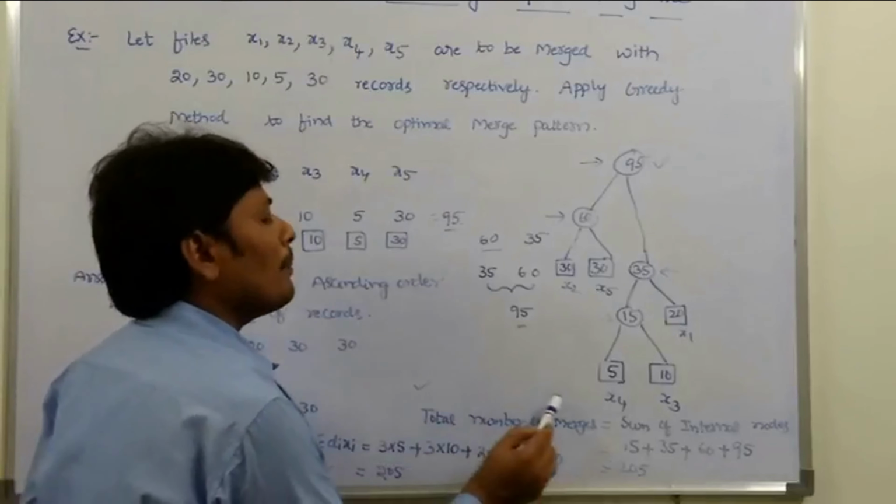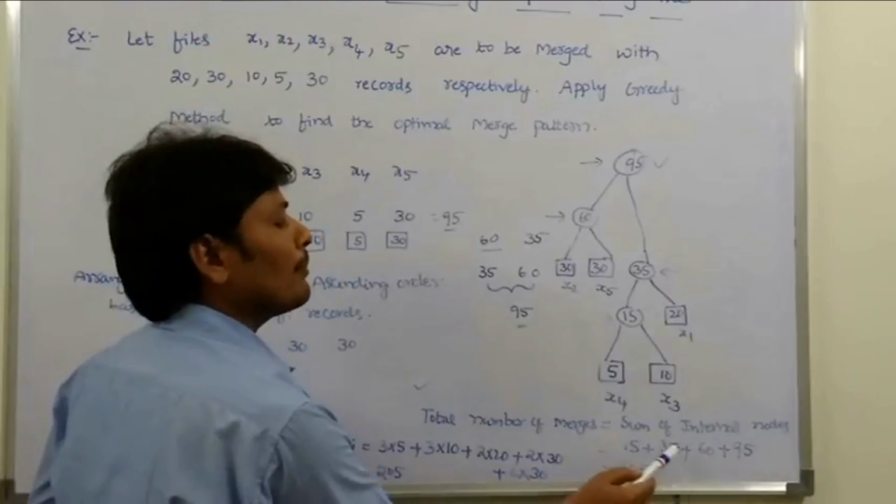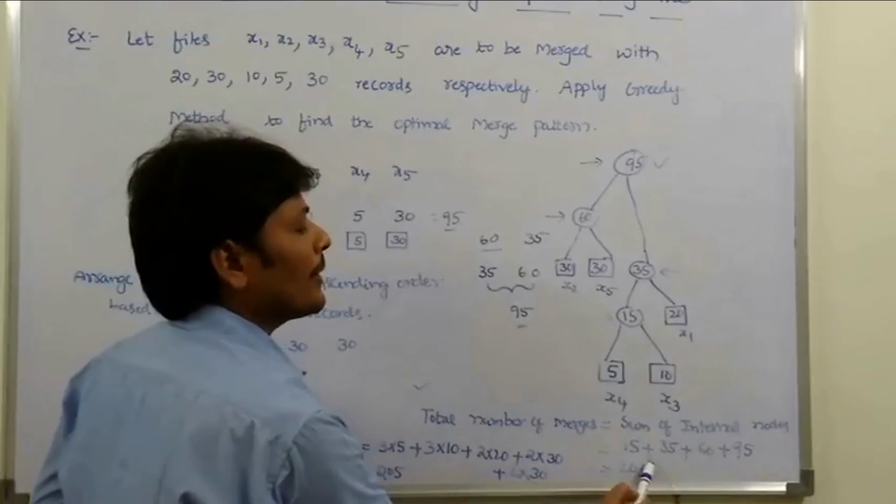So the total number of merges is equal to the sum of internal nodes, that is 15 plus 35 plus 60 plus 95, which is 205.